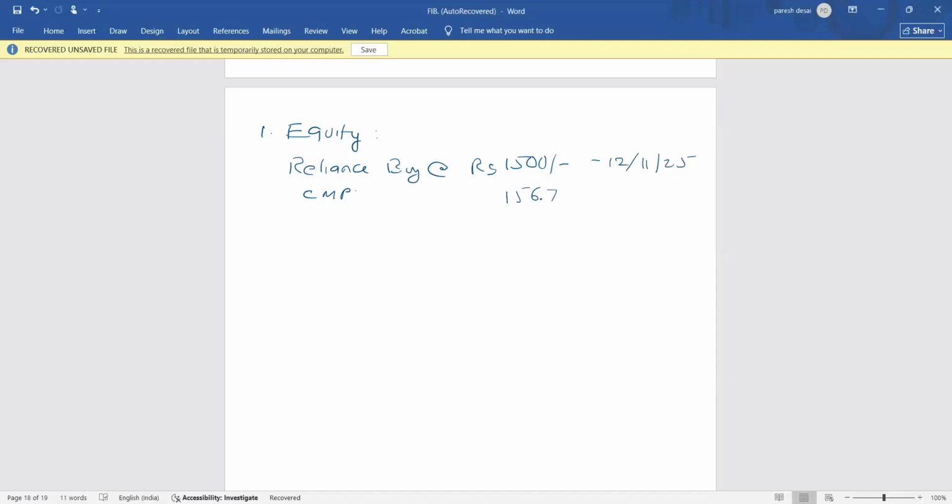So 1567 means till now there's a profit of 67 rupees. Return on investment, by the formula, is 67 upon 1500 into 100, which comes to something like 4.5%. From 12th November till today, 30th November, in approximately 20 days we've got around 4.5% return. So this is as per the equity.